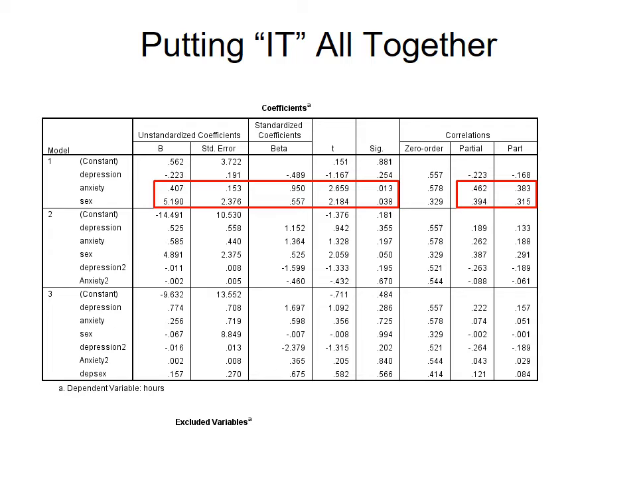Now I want to look at those regression coefficients for that model. And again, I'm not looking at Model 2 or 3 because those models weren't significant. They didn't add to the prediction. And again, what I'm interested in is what are the significant predictors. And taking a look, we'll find that depression is not a significant predictor. However, anxiety and sex both are.